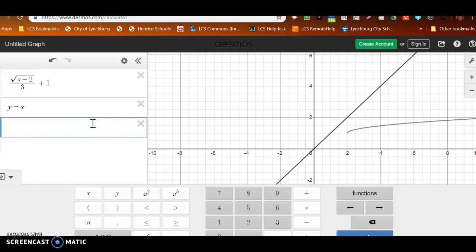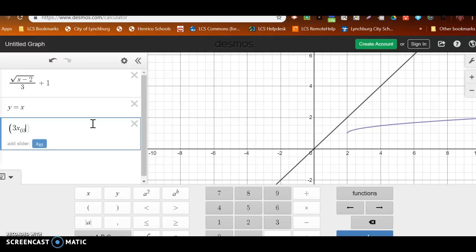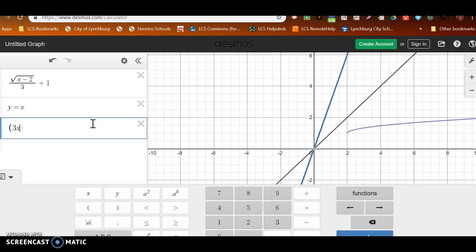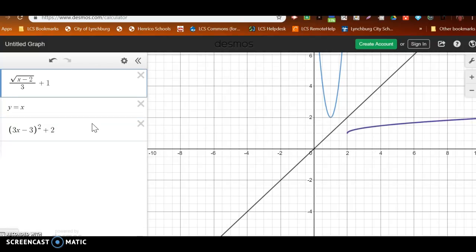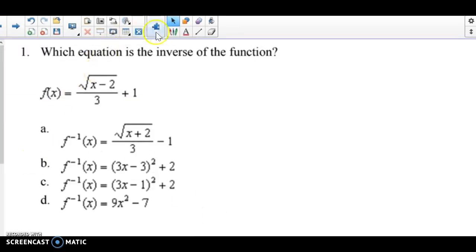Choice B is parentheses 3x minus 3, minus 3 parentheses squared plus 2. Oh, look at that. We found our answer. If we flip this across, okay, this point here is 2, 1. This point here is 1, 2. They are mirror images of each other, so we know that this is our answer. So our answer choice for this one is answer choice B.